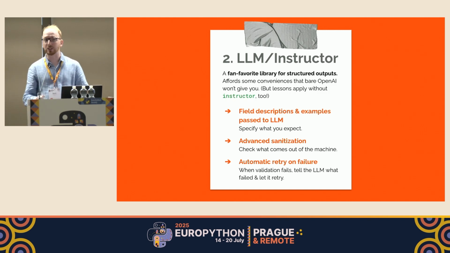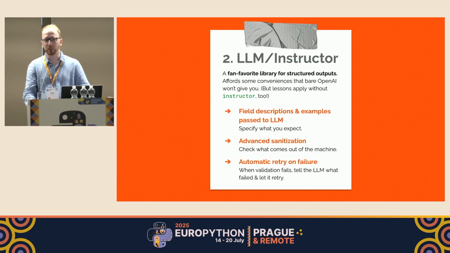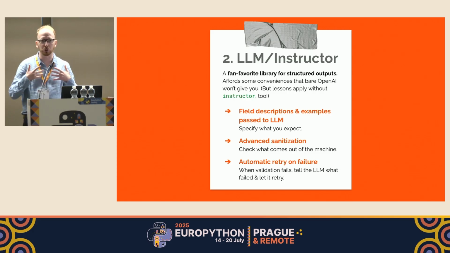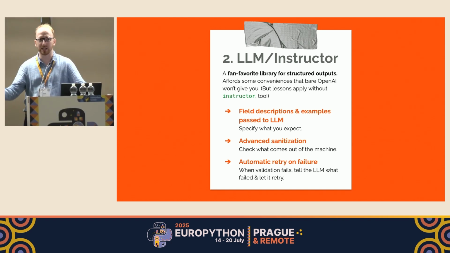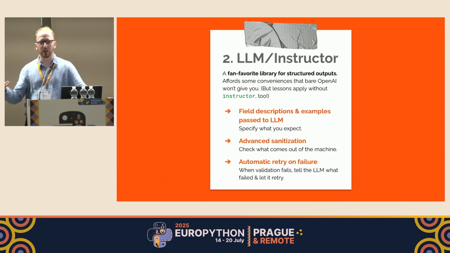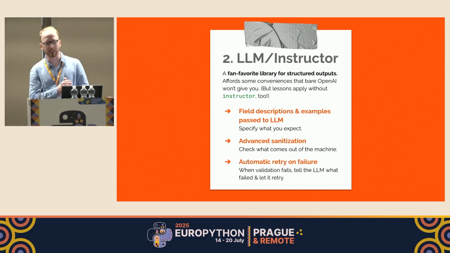There's this library called Instructor by the inimitable Jason Liu that I like to use. But for the most part, you can do this with the raw OpenAI client, right? You can provide field descriptions and examples, and they will go in the JSON schema that's sent along to the OpenAI API. You can do sanitization of the outputs of the AI API. And you can do retry on failure, where you supply the validation errors that Pydantic gave you back to the AI, so it can correct its own mistakes, which is something that I find very handy.